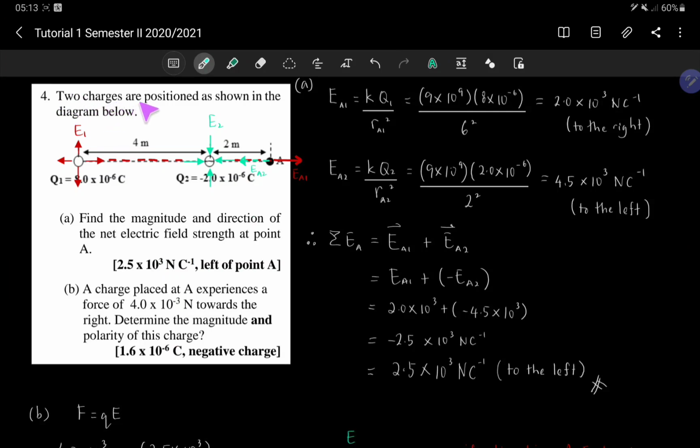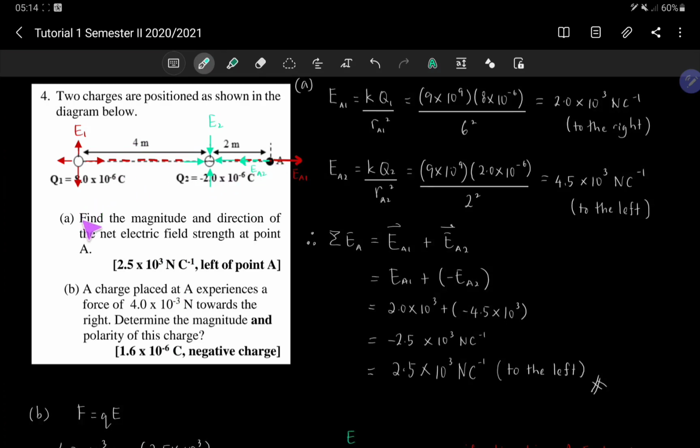Two charges are positioned as shown in the diagram below. What do we have? Q1 and Q2, separated by 4 meters. And then there is a point given, which is point A. So remember again, a point is just a position. There is no particle or charge on it. Just position A only. Position A is located 2 meters from Q2, or 6 meters from Q1.